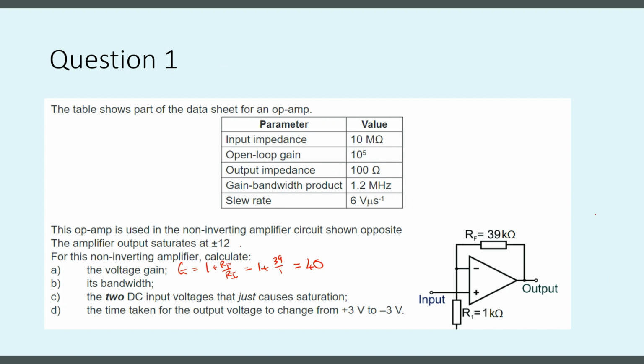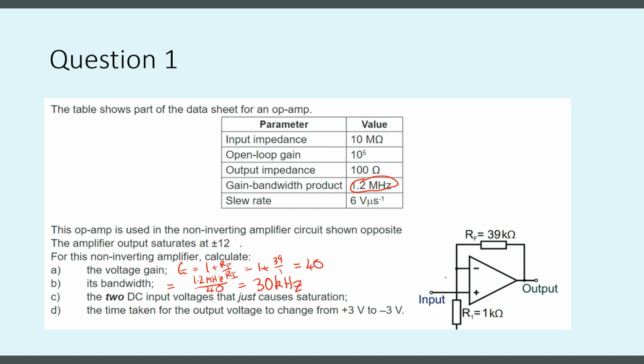It asks us to calculate the bandwidth. Remember that the gain bandwidth product is the gain times the bandwidth. So we know that 40 times the bandwidth is this 1.2 megahertz. So the bandwidth will be 1.2 megahertz divided by the gain, which is 40. Dividing by 10 would give us 0.12 megahertz, or 120 kilohertz. Divided by 4 would give us 30. So 30 kilohertz is the bandwidth.